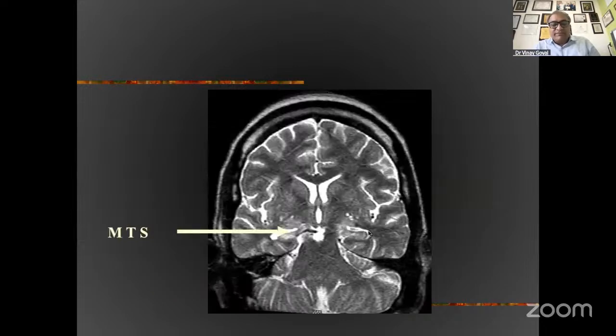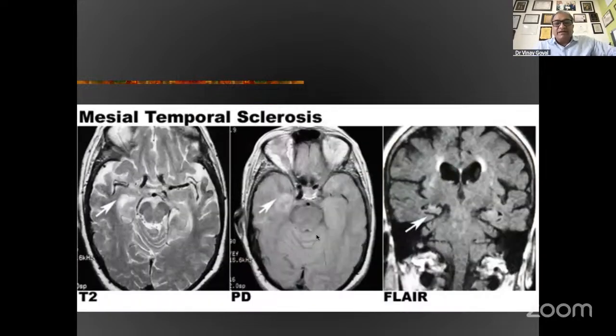If you could see, let me remove this. This is the normal hippocampus. As you could see, this is the lip-shaped hippocampus, whereas here, there is an atrophy. The size of the hippocampus is reduced. So this is telling me, and also you could see there is signal change.